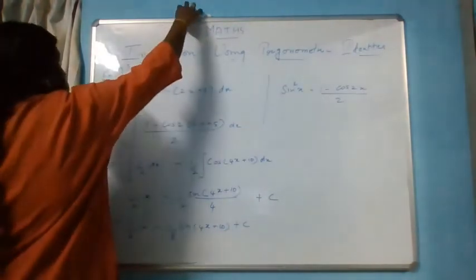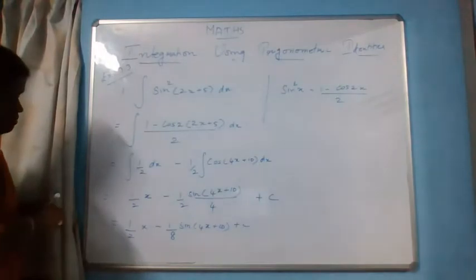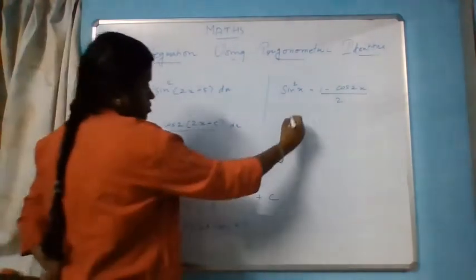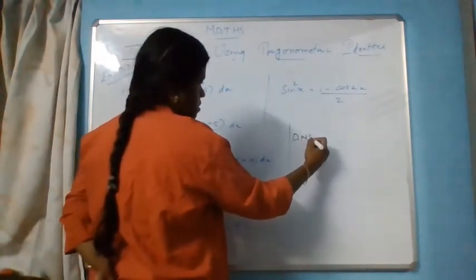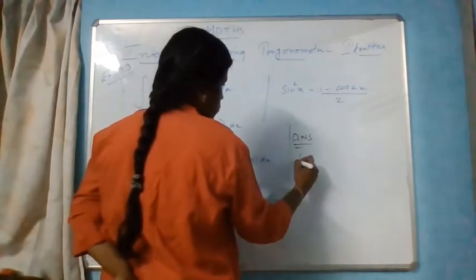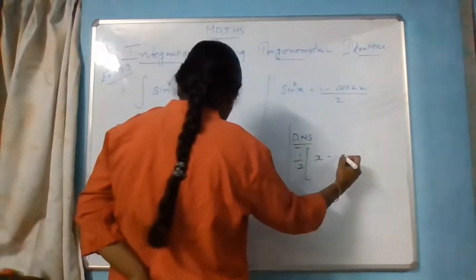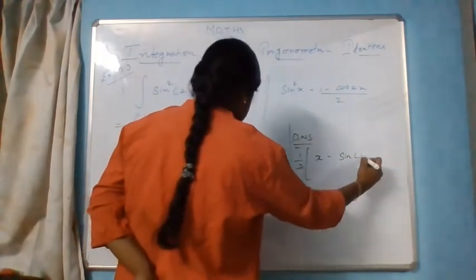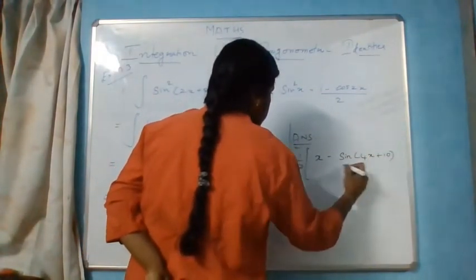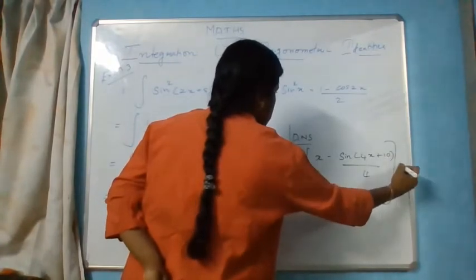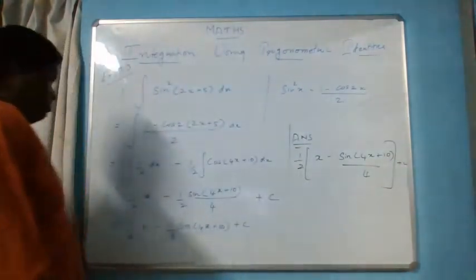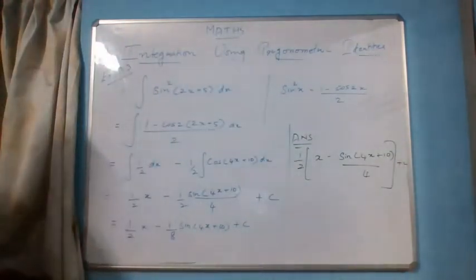So your final answer will be: you can take 1 by 2 commonly out, which means x minus sine of (4x plus 10) by 4, plus c. Okay, so this is how you integrate using the trigonometric identities.